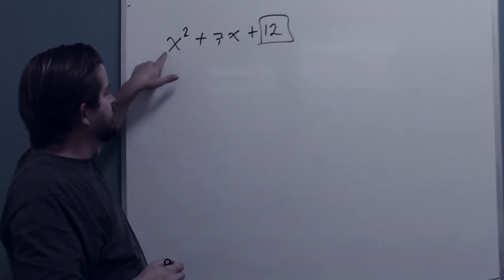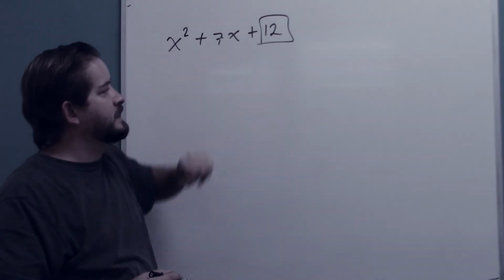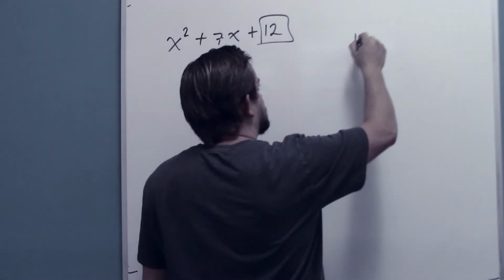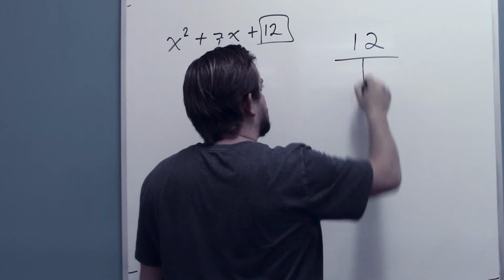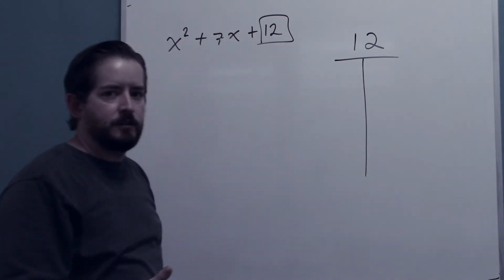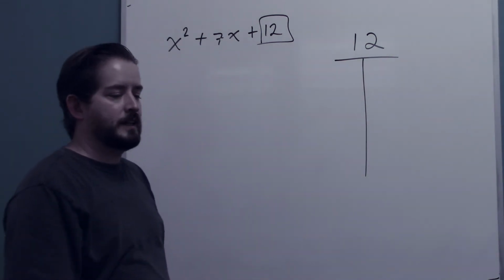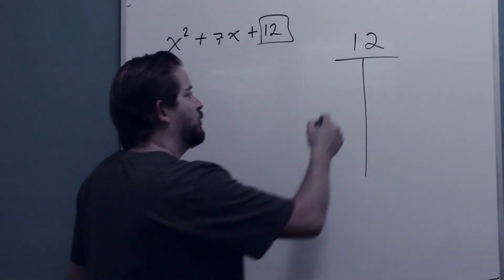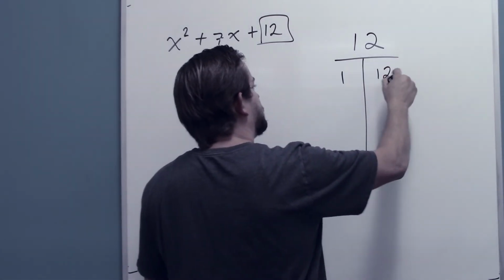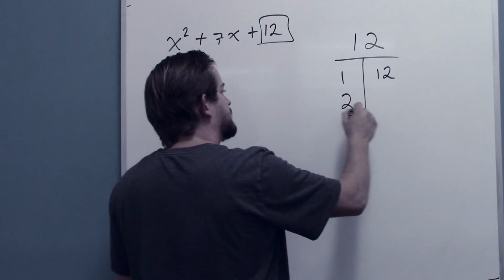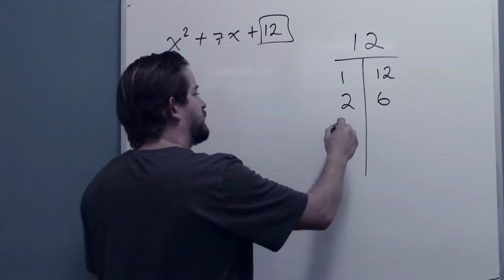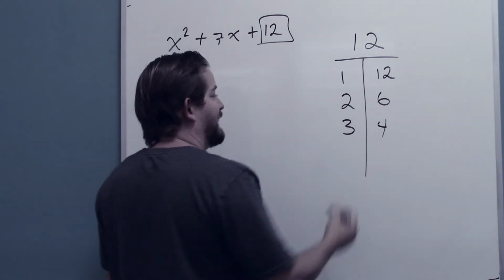As long as the number in front is 1, this last number is all I need. So I'm going to take that number off to the side and figure out the factor pairs of it, the two numbers that multiply to give you 12. For example, 1 and 12 is a factor pair. 2 and 6 is a factor pair. 3 and 4 is a factor pair. And that's all of them.